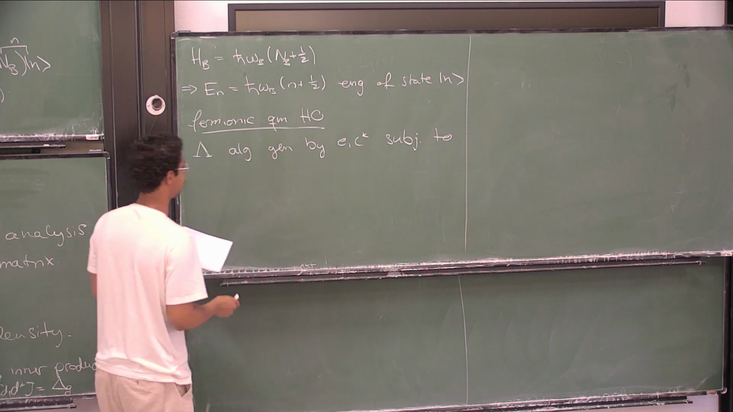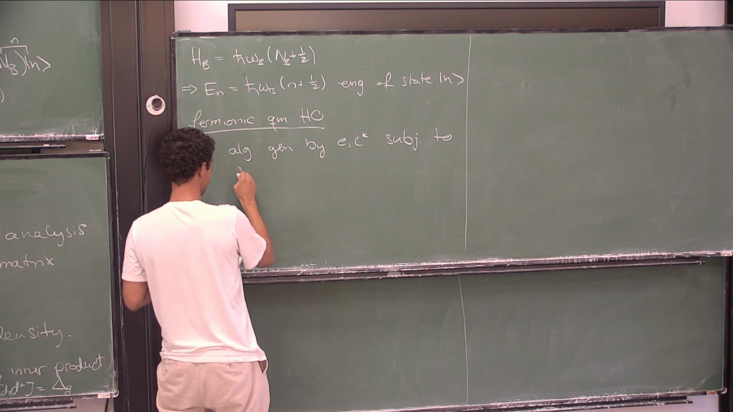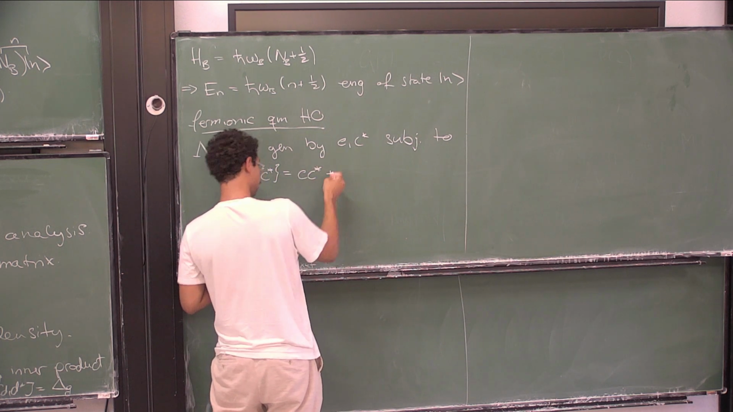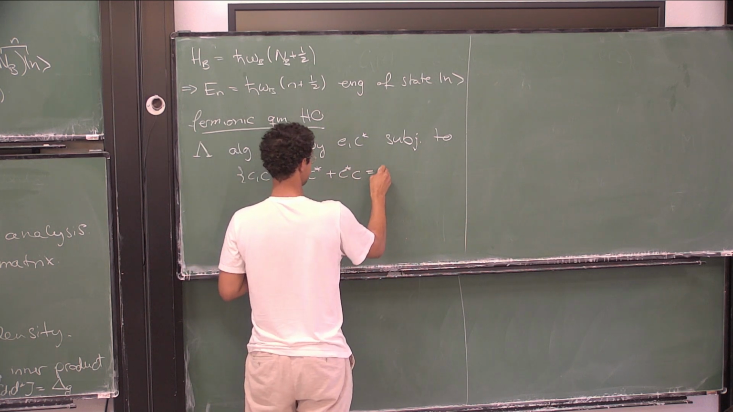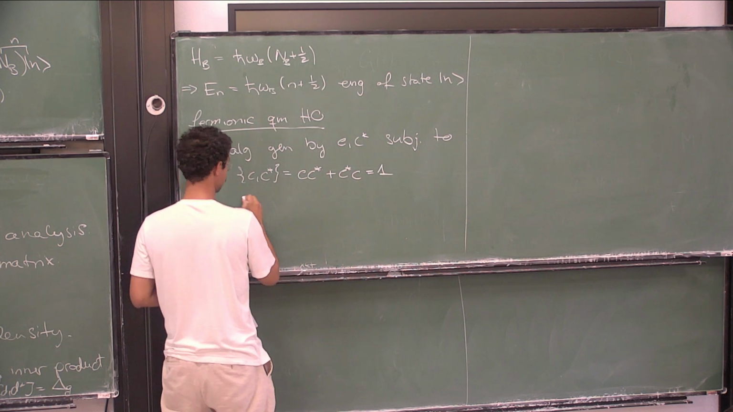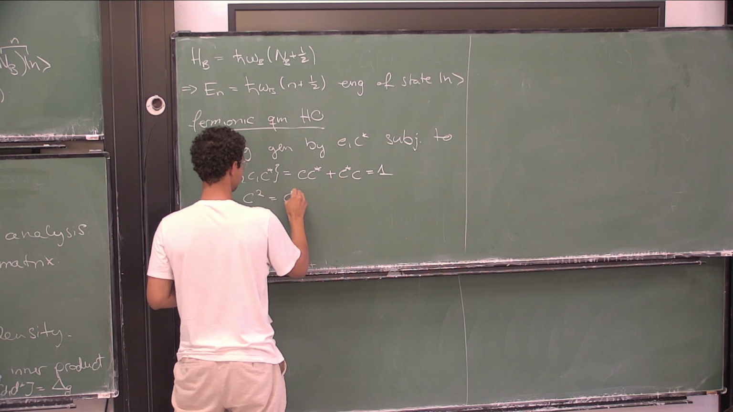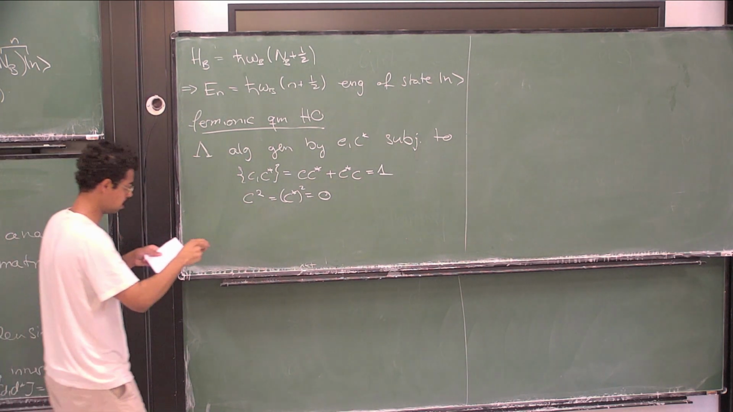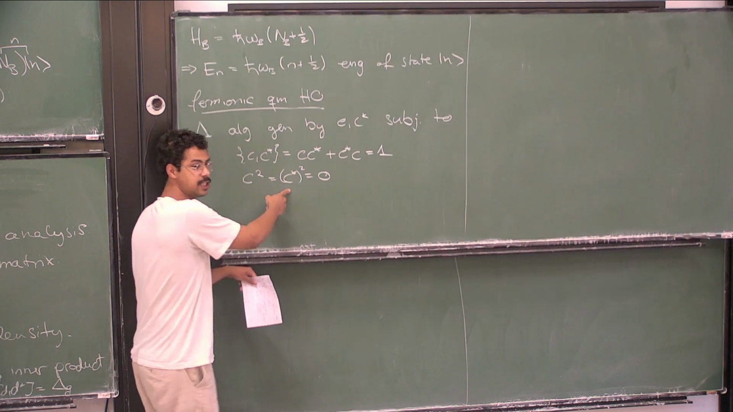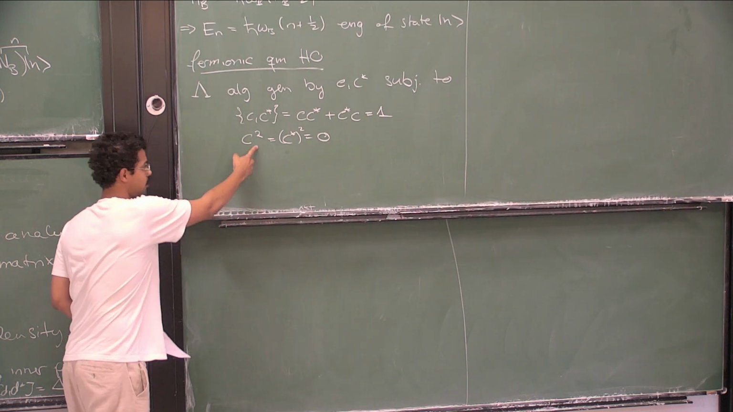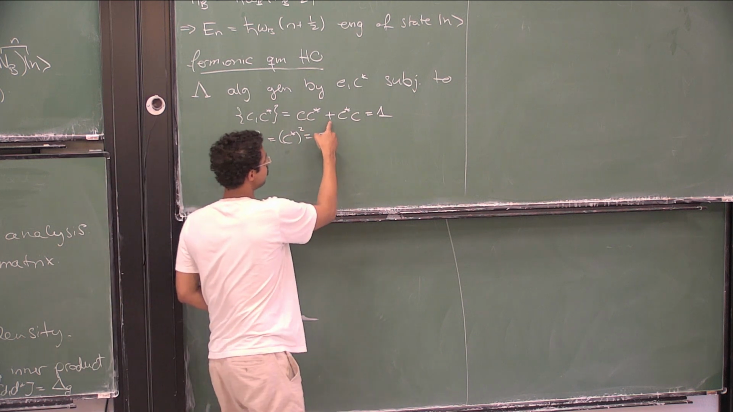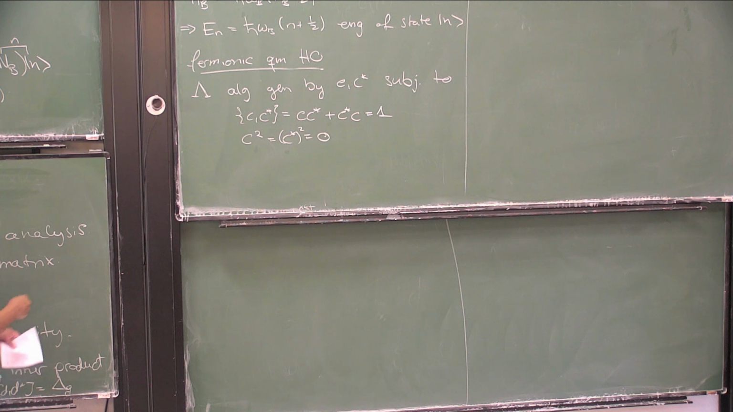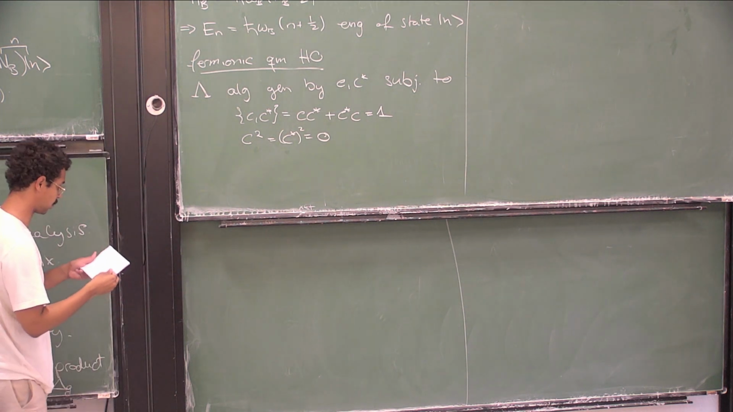restrictions. These generators are subject to an anti-commutator bracket, which basically puts a plus between them, and this is 1. And actually you will say that C squared is equal to C star squared is equal to 0. So the oddities start here. This is again an odd property. This has a very important consequence, and let's explore it.